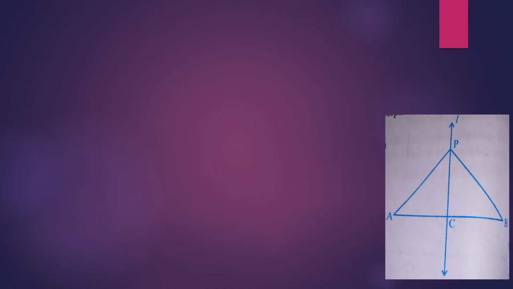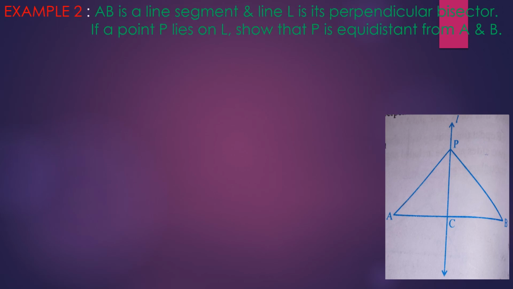Now, come to our next example. That is, AB is a line segment and line L is its perpendicular bisector. As you can see in the image, AB is a line segment and L is drawn, that is the perpendicular bisector. So if a point P lies on L, show that P is equidistant from A and B.